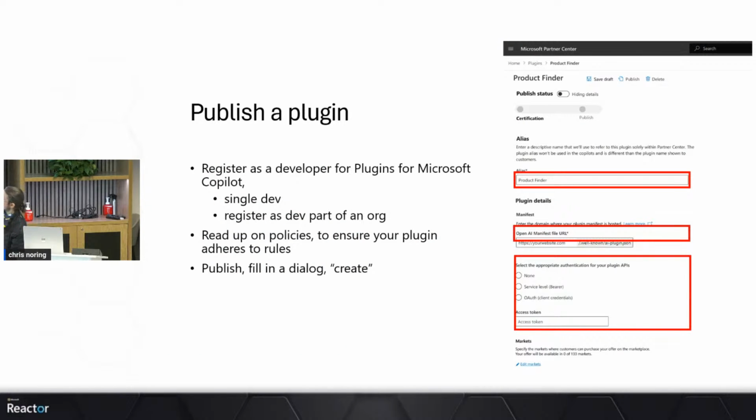This is the page that you're going to find when you go in here and try to publish it. So yeah, you need to give it some alias, point out where the manifest file is located on the internet, and then select the appropriate authentication and a few other things, including the access token, or here you see the different authentication styles. No authentication, bearer, like I showed you, and lastly about OAuth, because we support that as well. I suspect many of you are using that.